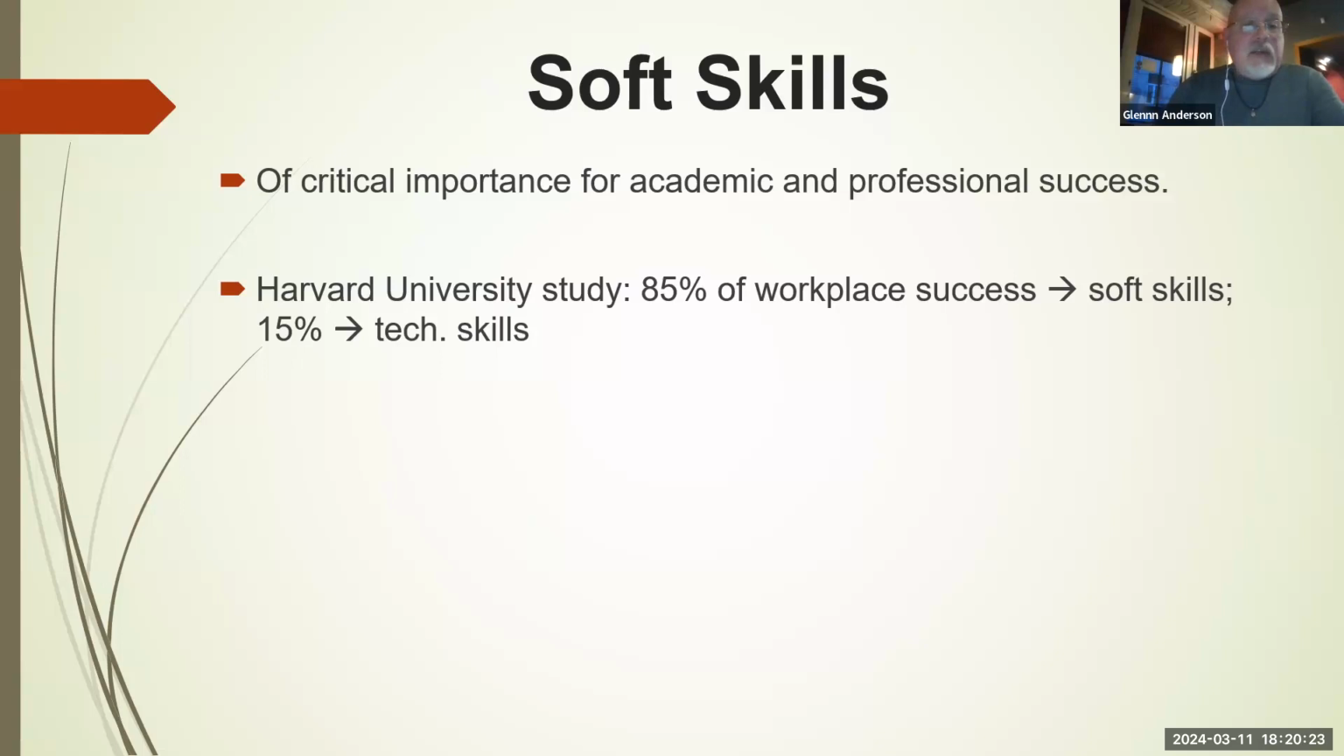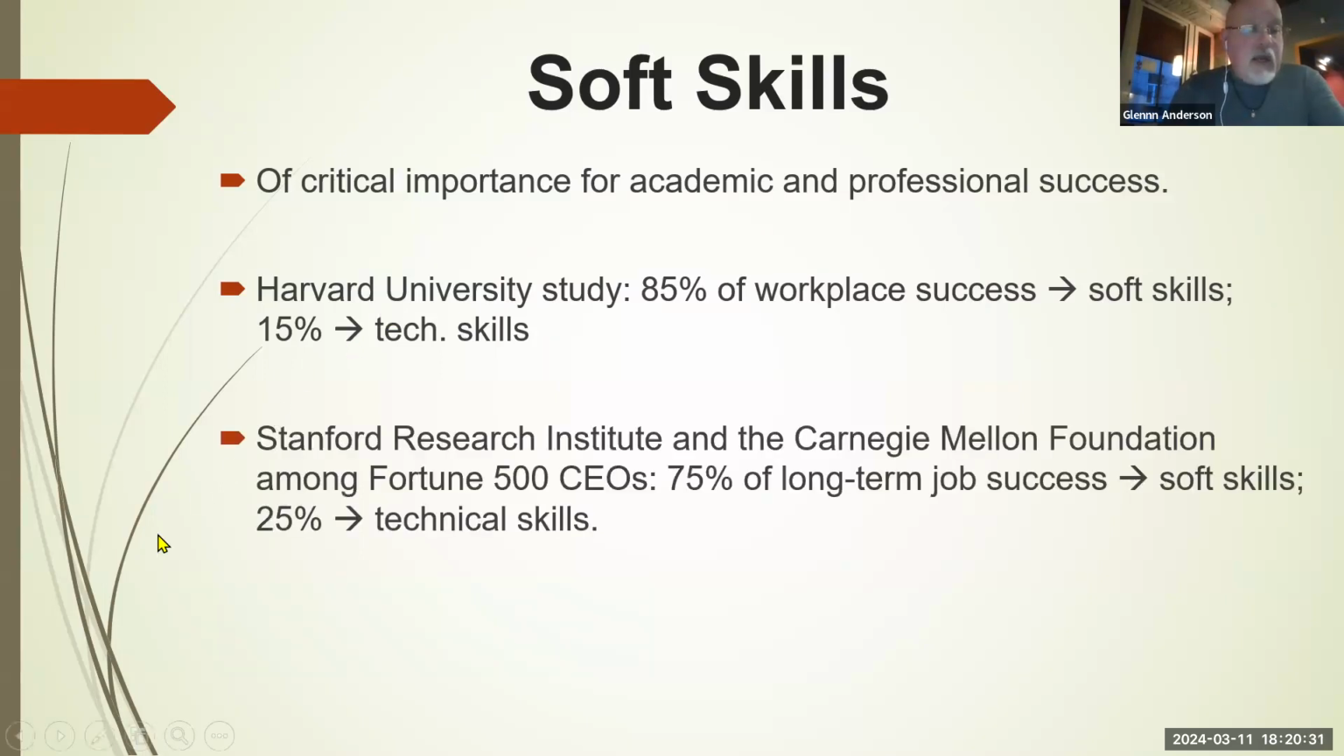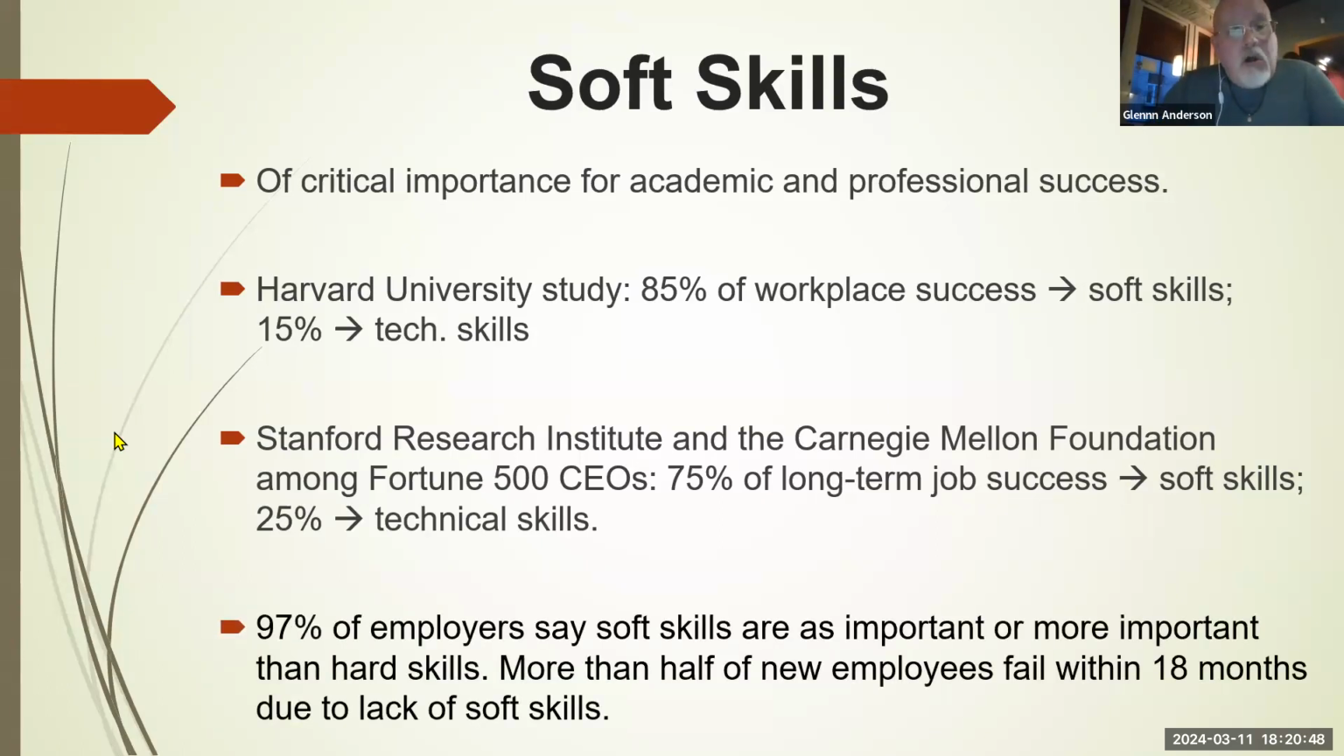And so there was another study that was done by Stanford and also the Carnegie Mellon Institute, with Fortune 500 chief executive officers. And their findings were very similar to Harvard, that 75% of long-term job success is based on soft skills. Almost all employers say that soft skills are more important than hard skills, and that more than half of all employees fail within the first year and a half because they don't have soft skills.